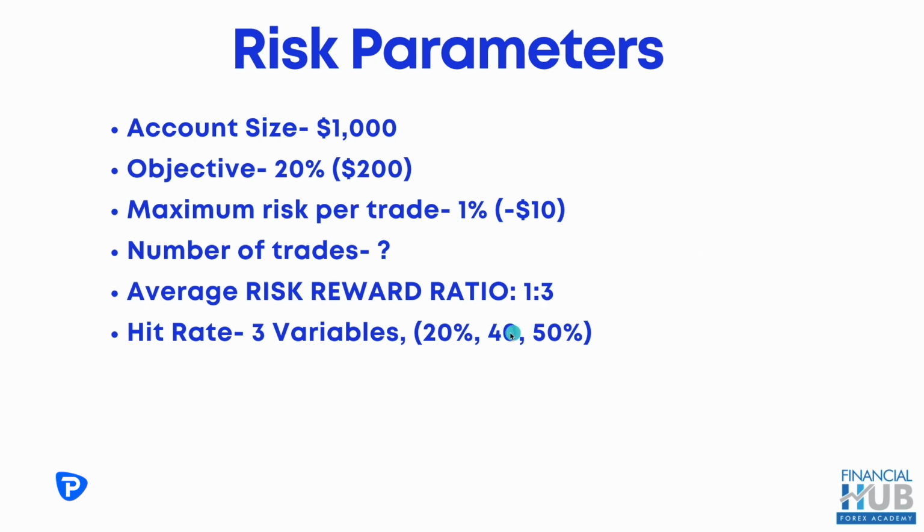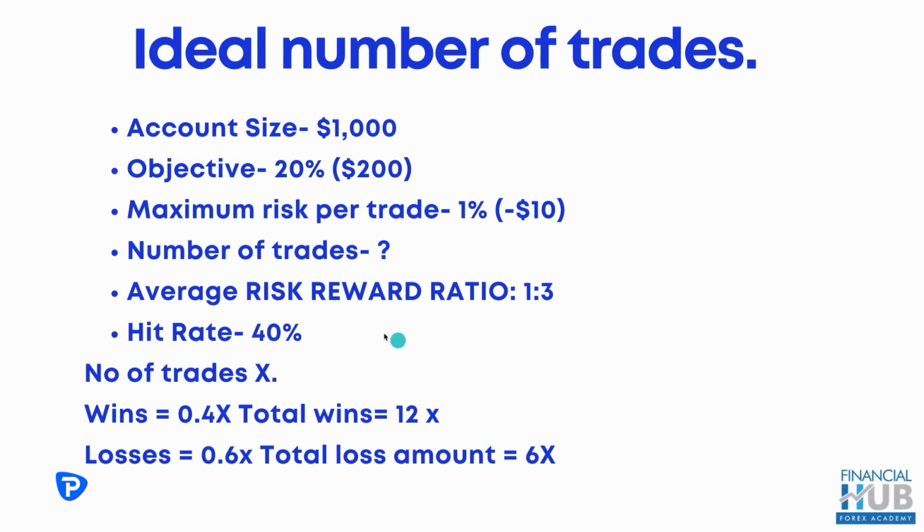So not even for the 3 people, I'll only do for 40% hit rate. So I think that will be easy. Yeah, here it is. So 40% hit rate. So we have almost similar concepts. Account size is $1,000. Objective is still 20%, which is $200. Maximum risk per trade is 1%, so that one we have.